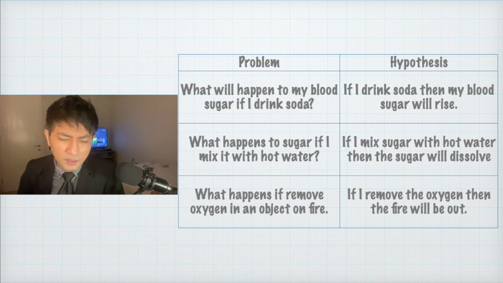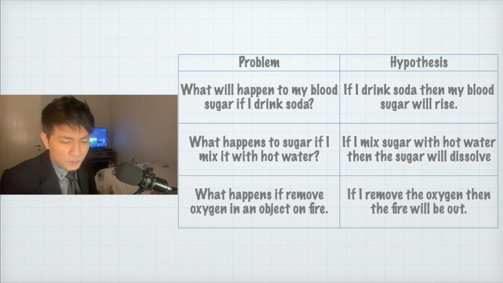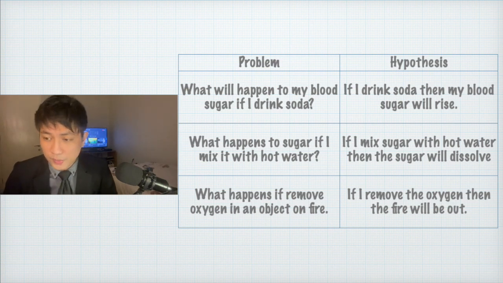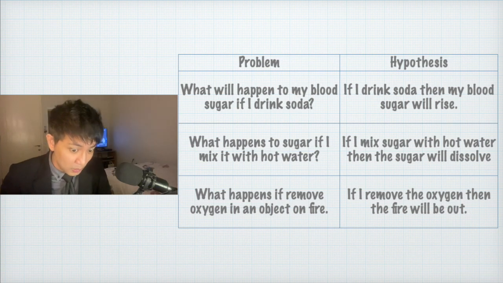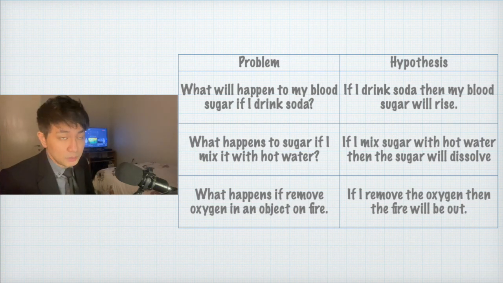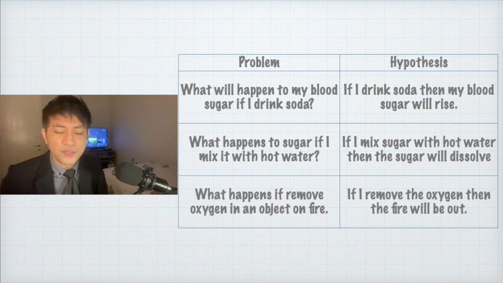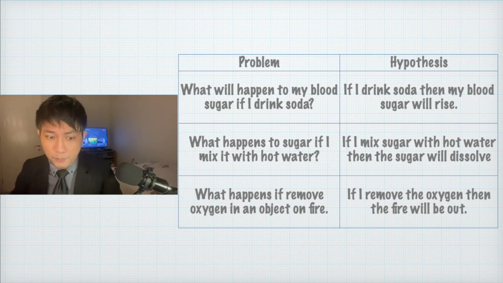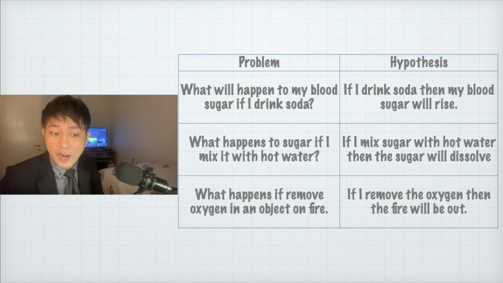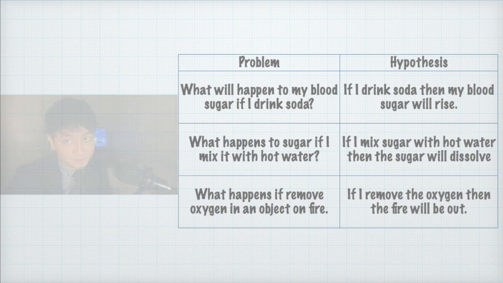And lastly, what happens if I remove oxygen from an object on fire? So we know that an object on fire needs three things: oxygen, fuel, and ignition. Now, if you remove one of them, the fire will go out. So your possible hypothesis could be, if I remove the oxygen, then the fire will go out. So these are the sample hypotheses that we have for the problems that I have given you.